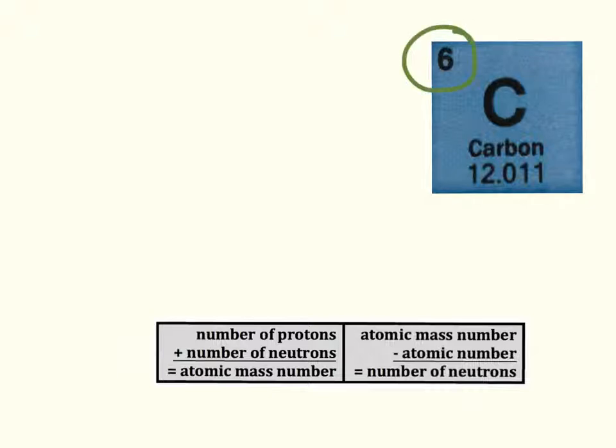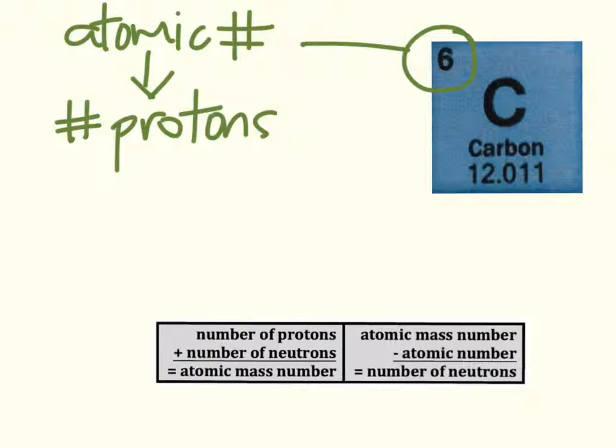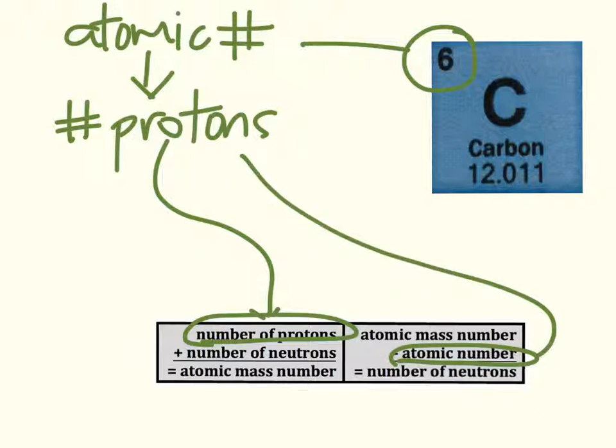As I've said, this is our atomic number. Our atomic number is also our number of protons. It'll also be, in a neutral atom, the number of electrons as well, but we're not really concerned about the electrons at this point in time for these calculations. So that value is right here with the number of protons. It's also the atomic number, so we can put that number into those formulas.